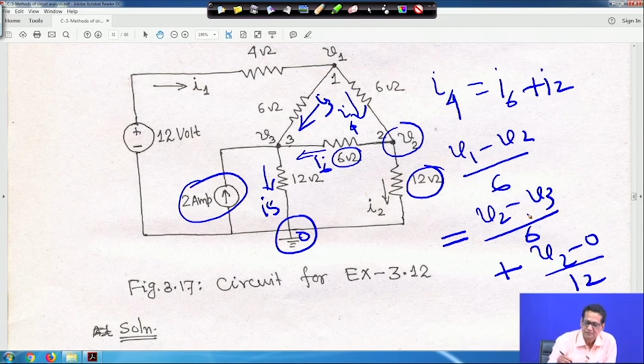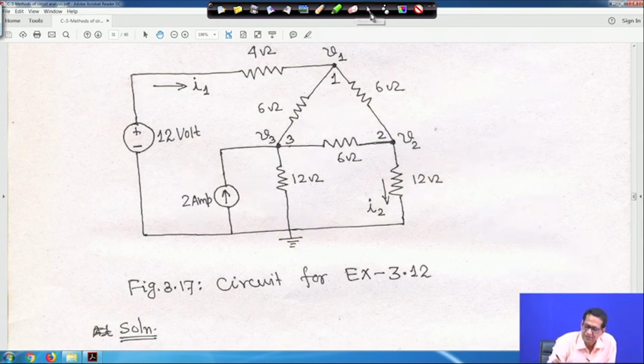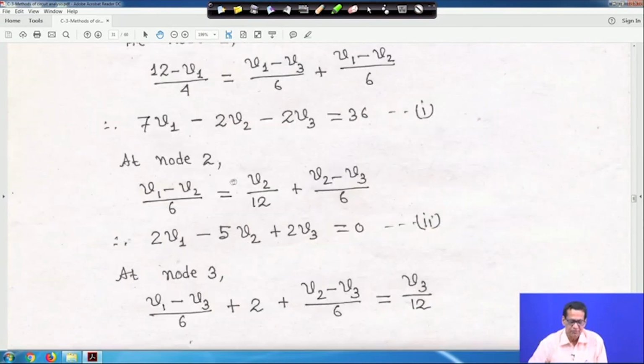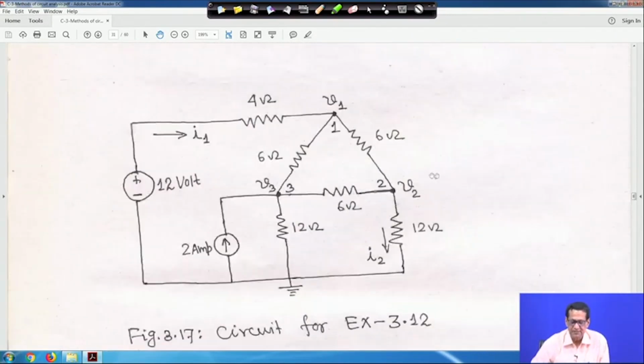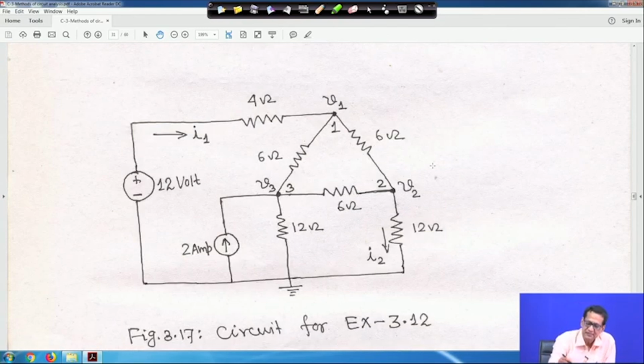So, if you apply KCL at node 2, this is the equation. So, let me clear it. So, that means at node 2, this is the equation, right. So, V1 minus V2 upon 6 is equal to V2 upon 12 plus V2 minus V3 upon 6. So, upon simplification you will get 2 V1 minus 5 V2 plus 2 V3 is equal to 0. This is equation 2.